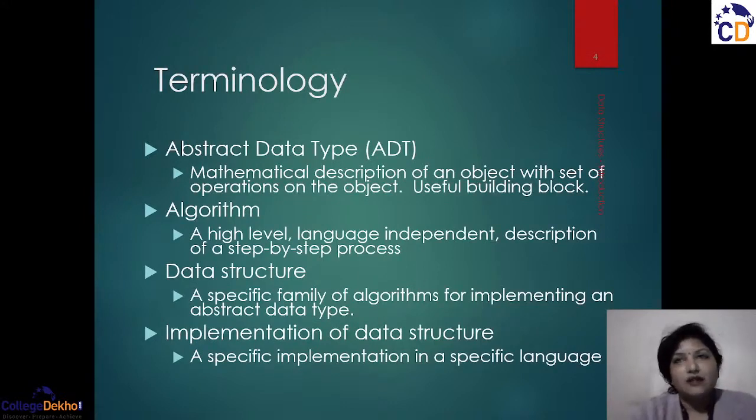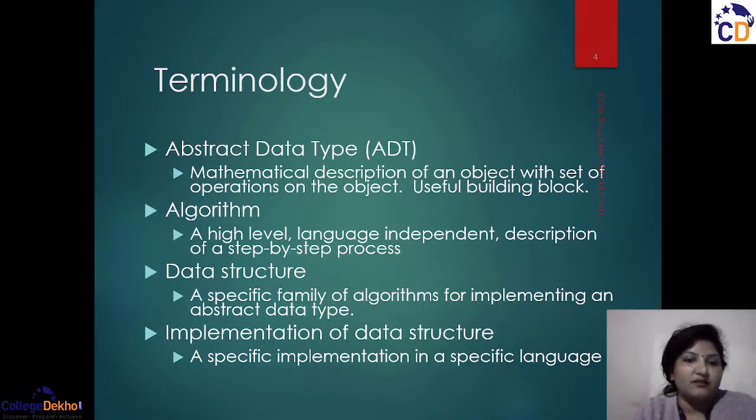So these are the basic terms. When you go through data structure, you should know the basic terminologies that are used. The first is abstract data type. You have different data types in any programming language, whether it is C, C++, or Python, and you have abstract data types. What are those? A mathematical description of an object with a set of operations on the object. So you have an object, and you can perform operations on the objects as well. A useful building block is that ADT.